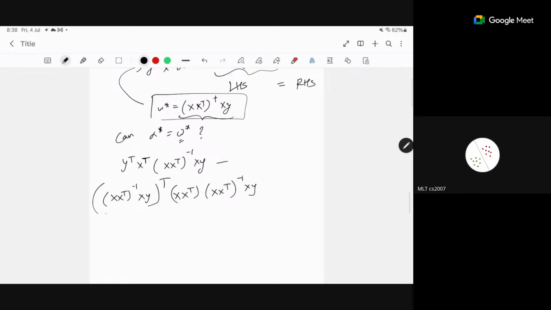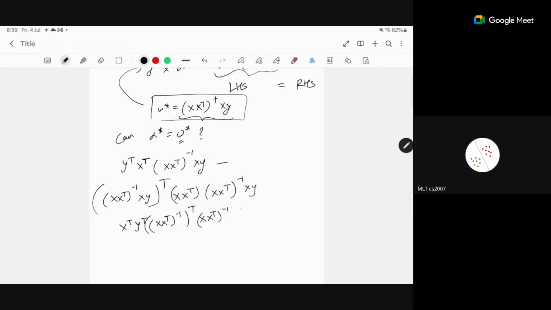Let us try to expand the second quantity. What will it be then? It will be X transpose, Y transpose, X X transpose inverse transpose. This one is a scalar quantity. Let us check the dimensions, and then X transpose XY.